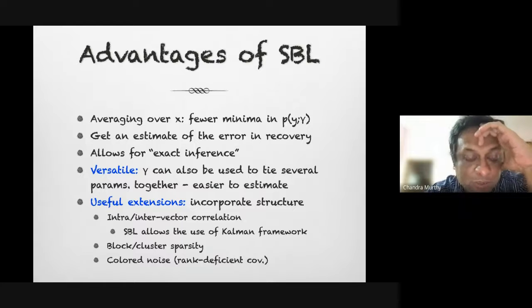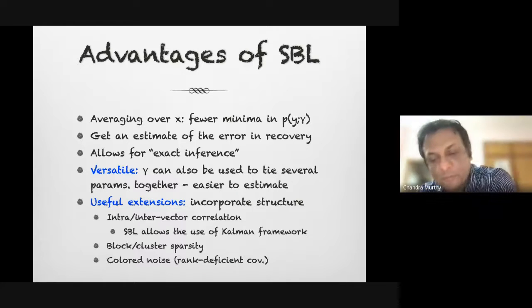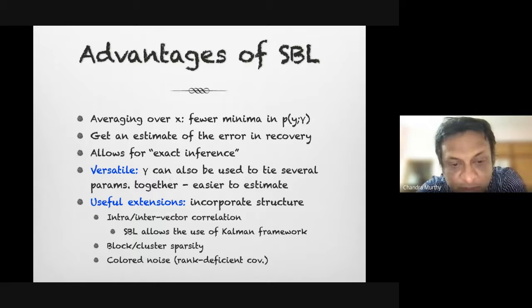It can also be used to extend the algorithms to the case of colored noise, where in fact the covariance matrix could even be rank deficient, or unknown, or partially known, etc. And so a lot of extensions are possible. And if you look at my research papers, you will find some papers on these different types of extensions of sparse Bayesian learning as well.